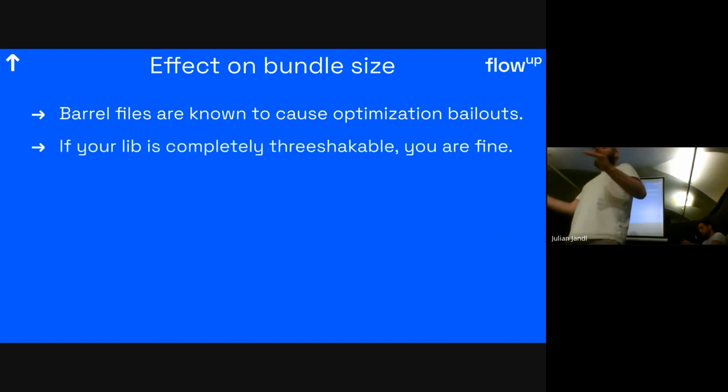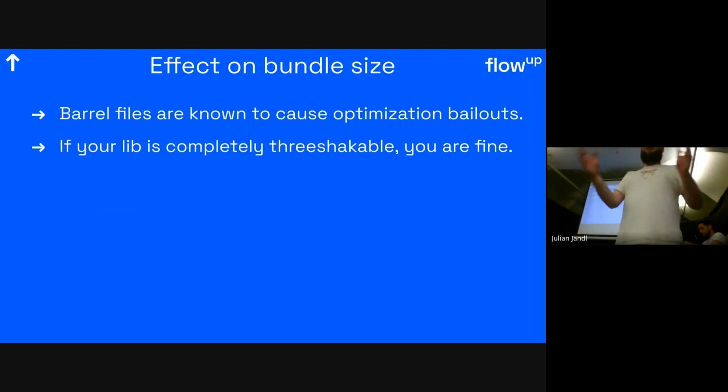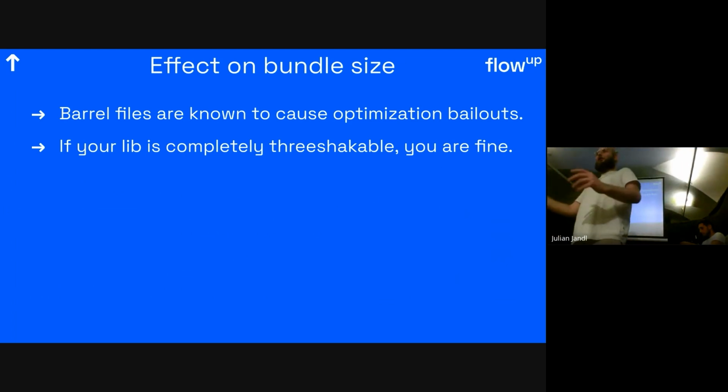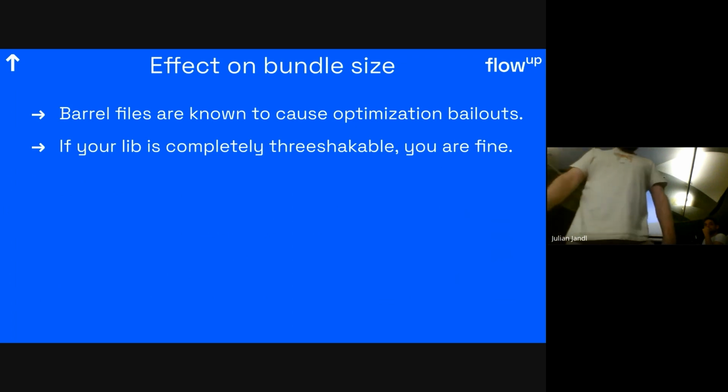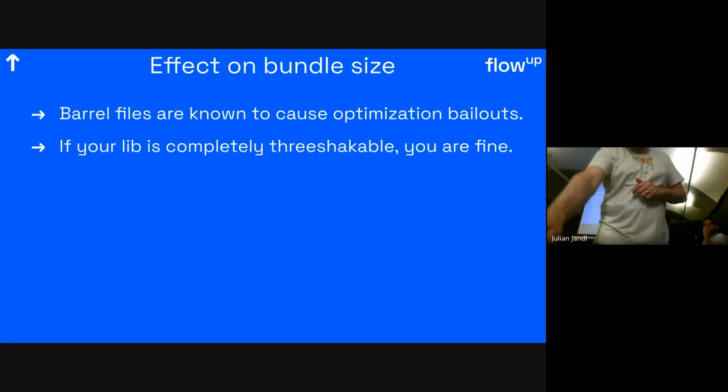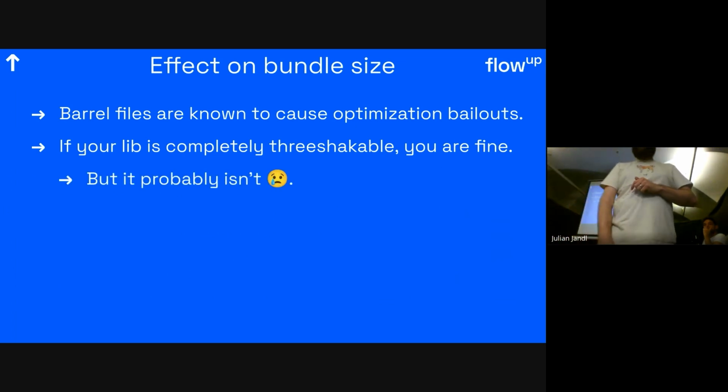So you would think that if your lib is completely tree shakeable, you are fine. And this is something that Julian told me. If your lib is completely tree shakeable, you are fine. And I agree. If RxAngular is completely tree shakeable, you are fine. Whatever lib you are doing, with simple tooling like RxJS, for example, if it is perfectly tree shakeable, then you are fine. But you know what? I have a surprise. Your app probably isn't.